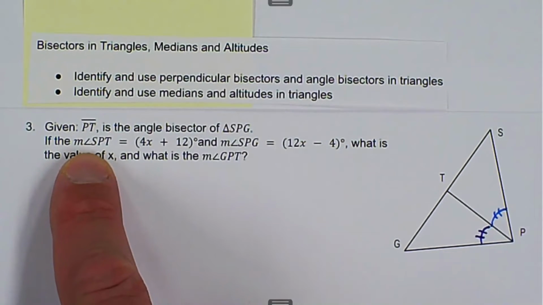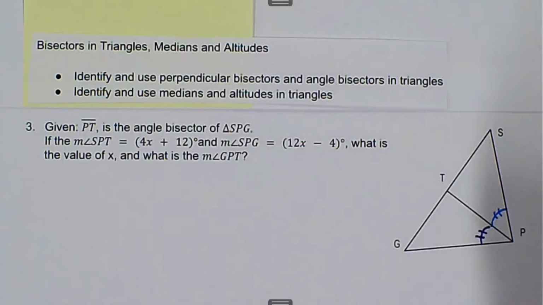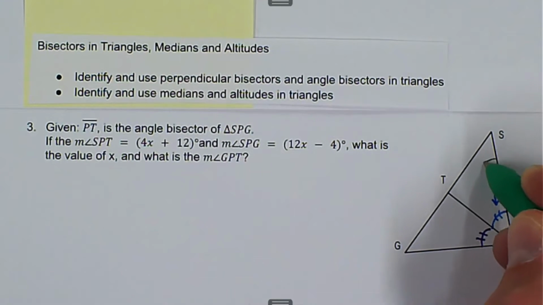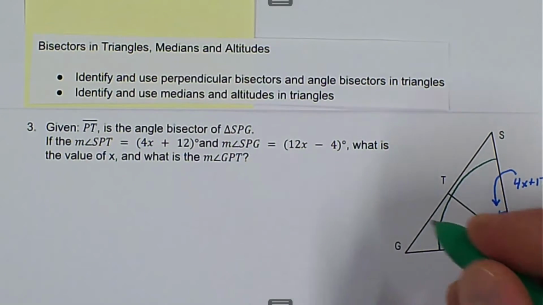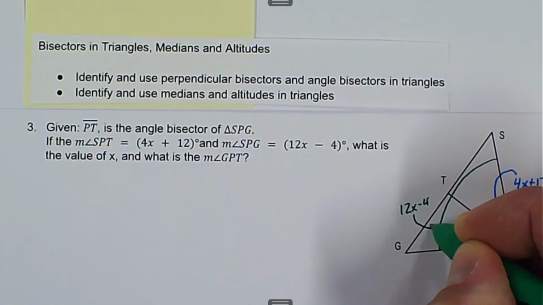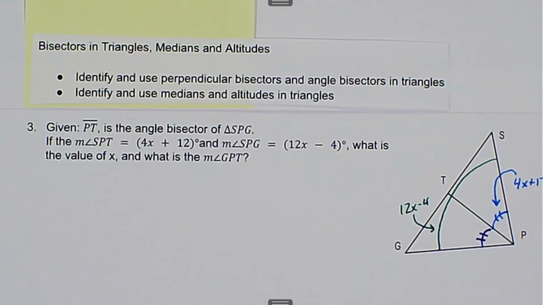If the measure of angle SPT is 4x plus 12, so I'm going to label my drawing. And the measure of SPG, now that's the whole thing, goes from there to there. That is 12x minus 4. What is the value of x, and what is the measure of angle GPT?